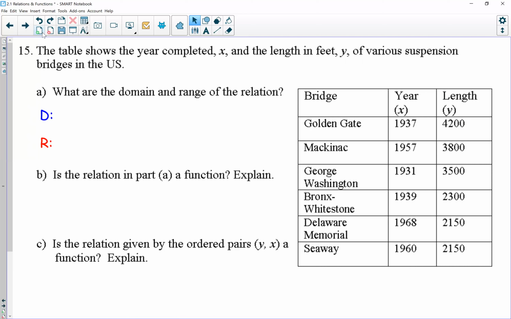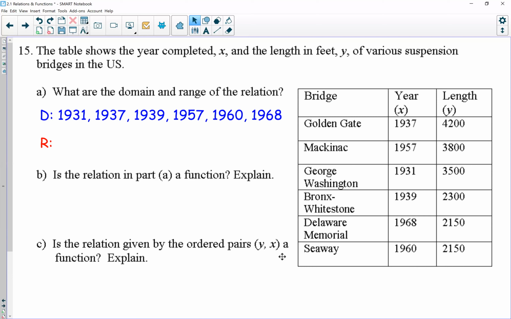So keeping that in mind, the domain is our input values. We would take these years and we'd list these in numerical order, least to greatest, not repeating. And there aren't any repeats in that. So we do have to list all those values, just making sure we put them in numerical order, makes them nice and organized and easy to work with.